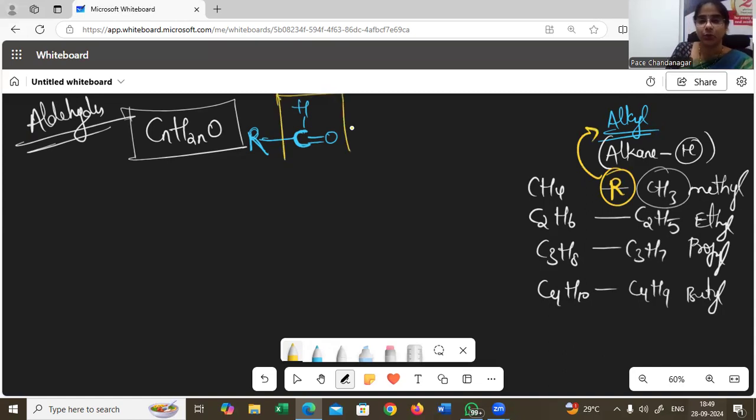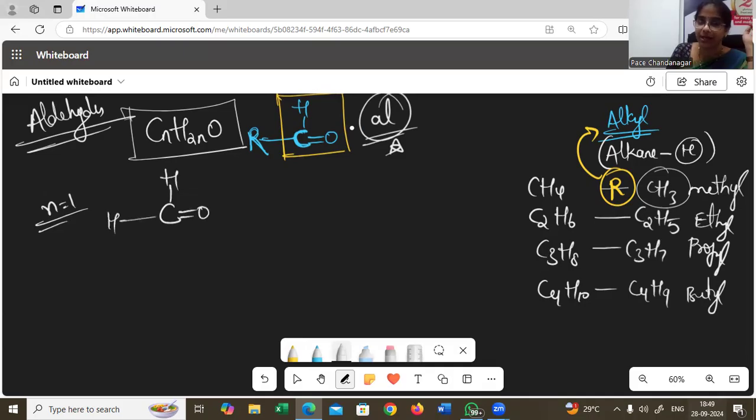So any alkyl group with this CHO group on it is called an aldehyde. The suffix for it is "al". Now, N equals 1: 1 carbon with CHO, and the rest has to be hydrogen. This is written as HCHO because I have to show the CHO tag predominantly. Then it will be easy for you to identify that it is an aldehyde.